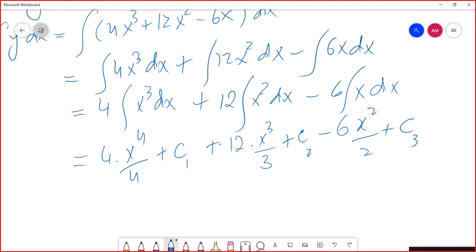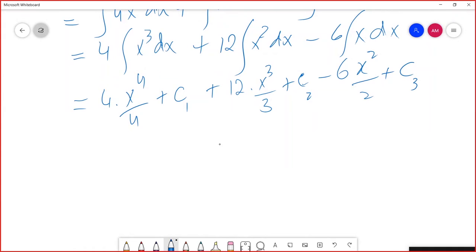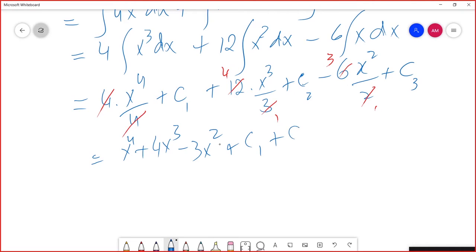So actually, what we would do now is put the similar terms together. So this 4 in the numerator and this 4 get cancelled. 3 times 1 is 3, 3 times 4 over 3, 2 times 1, 2, 3. Good. So this becomes x^4, and we are taking the similar terms, but there is no similar term with x^4, so we take the next, 4x^3 minus 3x squared, plus c1 plus c2 plus c3. Does it make sense to you now?